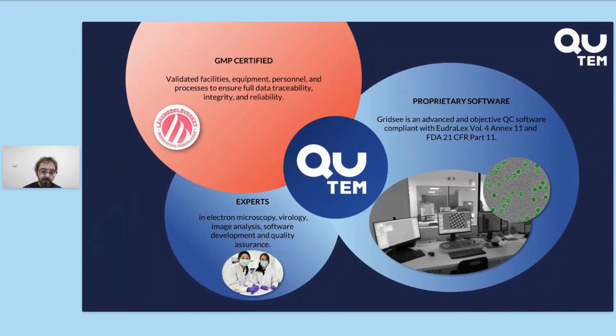So first of all, a few words about our company, QuTEM. We are located in Stockholm, in Sweden. We are a company focusing on electron microscopy services in our validated facilities. We have a GMP certification. And for our analysis, we are using our proprietary software, GridC, which is used for data collection, but also for image analysis and for the generation of reports.